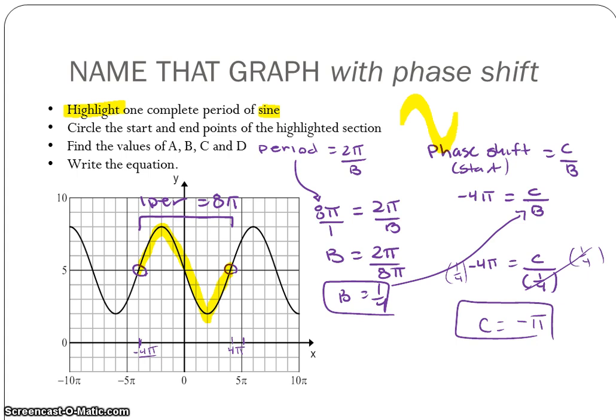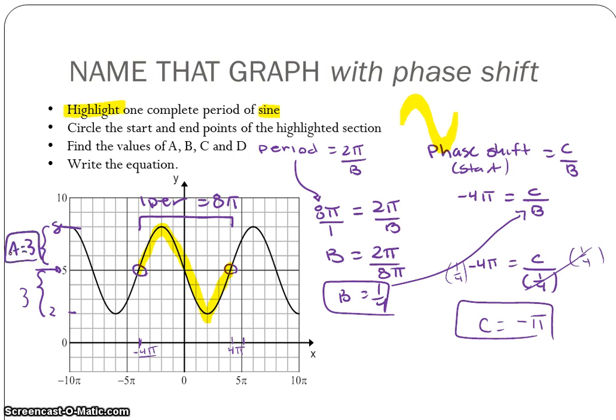To find my a value, my a is the distance it goes above and below the midline. Here's my midline, because I can see half of it going up to here, which is 8, and then the other half going down here, which is 2. So my a value is 3, because the distance from the midline to the max and the midline to the min is 3. And since I want to do a positive sine function, I'm going to make that a positive 3. So I found my A is 3.